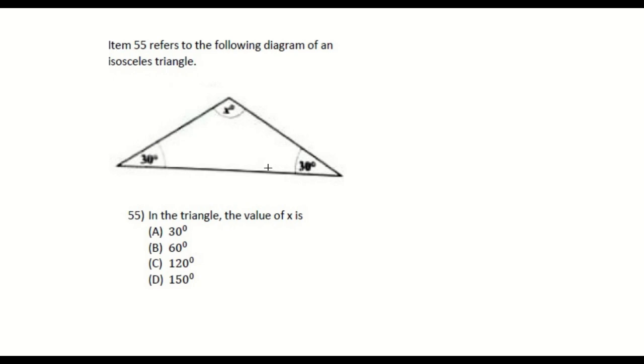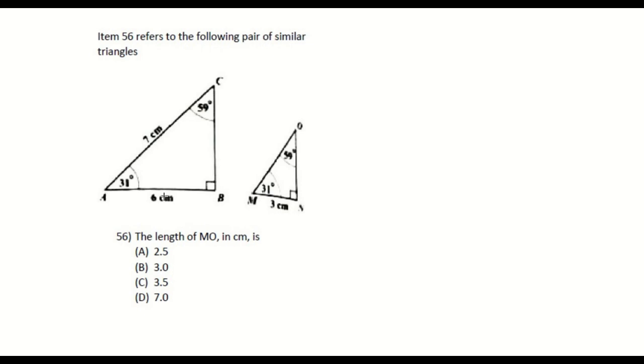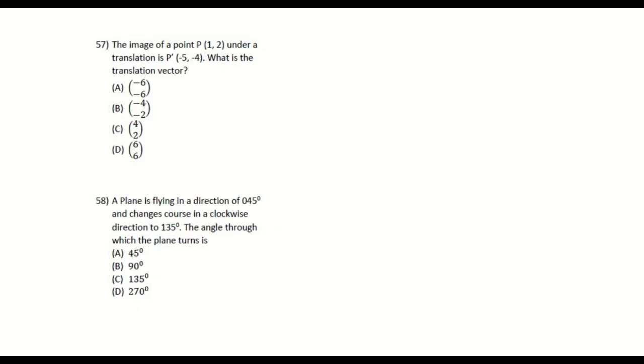This one here, this is 30, this is 30, this is x, that's 60 plus x is 180, so x would be 180 minus 60, which is 120, which is C. This one here, the length of MO, this is a repeated question, 3.5. We know that similar triangles have the same angles, but they are scalar multiples of each other. So 3 multiplied by 2 is 6, so what multiplied by 2 will give you 7? That's 3.5.